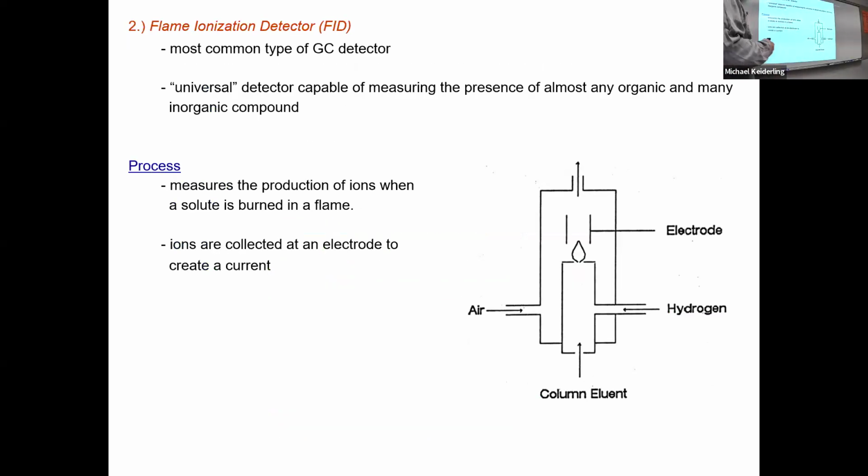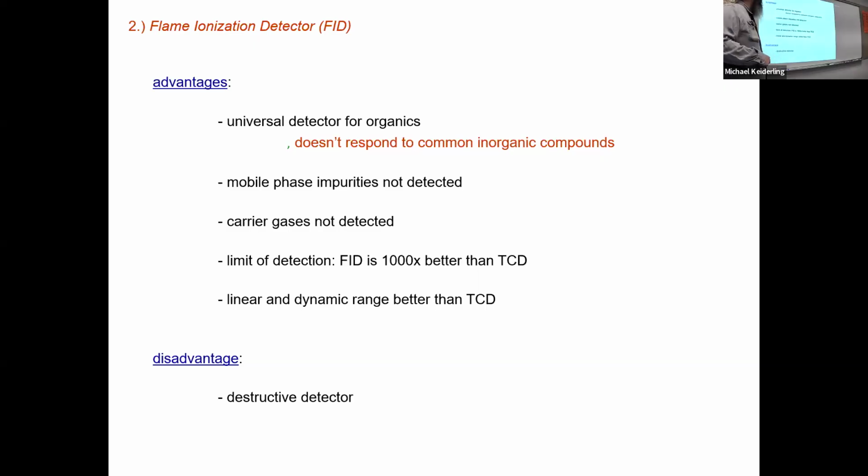Flame ionization is the most common gas chromatograph detector. It measures the presence of almost any organic and many inorganic compounds. It burns the substance in hydrogen, which creates a hydrogen flame, which creates ions, which are detected by an electrode. It's quite sensitive. It's what we used. It doesn't respond to some common inorganic compounds, which is kind of nice because it deals with air contamination and things. Mobile phase impurities and carrier gases are not detected. And the limit of detection is 1,000 times better than a thermal conductivity detector. The big disadvantage is it's destructive.